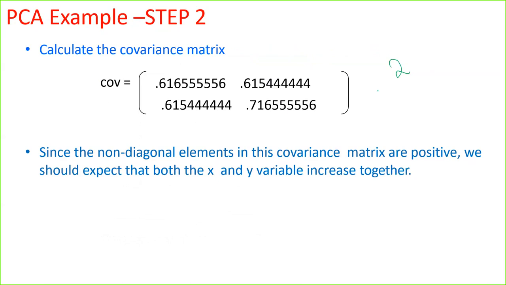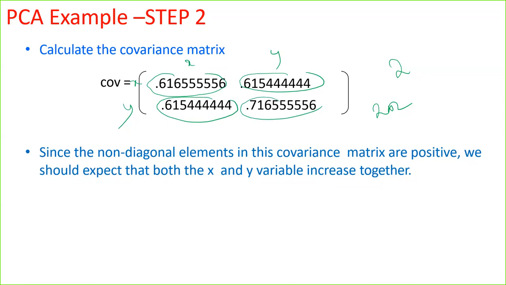Size of the covariance matrix is 2 by 2, right? So this is X, X, Y, Y. This is the covariance between X and Y, and this is the covariance between Y and X. Both of them are the same. And this is the variance of X and this is the variance of Y. Here the non-diagonal elements in this covariance matrix are positive. So we should expect both X and Y variables to increase together as this is positive. That's what it means, right? Covariance is positive means they're positively varying with one another.